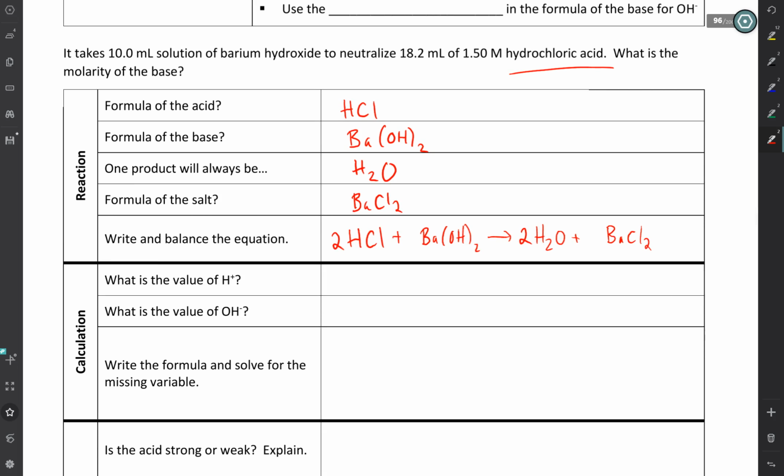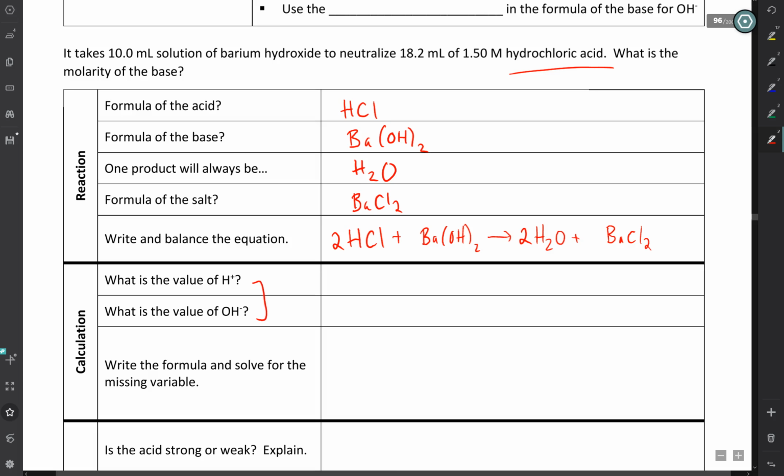When we go to perform any calculations, as I said in the previous slide, we have to know the value of H+ and OH-, and these come from the subscripts. I'm just going to write that again. That's where a lot of people make mistakes. I'm going to look at my formula for HCl. I'm going to look at the subscript of hydrogen. There is none, so that's implied that that's just a 1. I'm going to look at the subscript of the hydroxide for the base. I see a 2, so the value of OH- is 2.